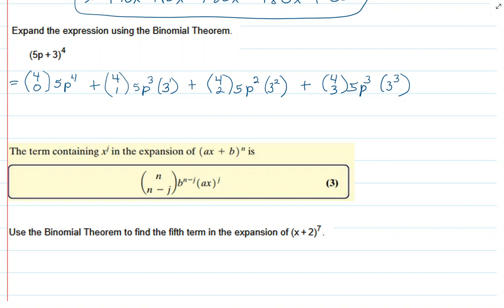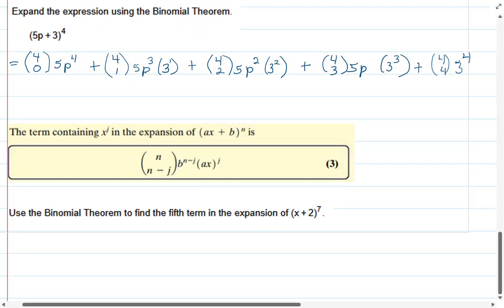Does everybody see? Sorry about that. What did I do here? 3, 2, oh, this is p. Sorry about that. That's p. I apologize. Plus 4, 4, which is 1, and I'm going to have 3 to the 4 because I have p to the 0. Is everybody comfortable?